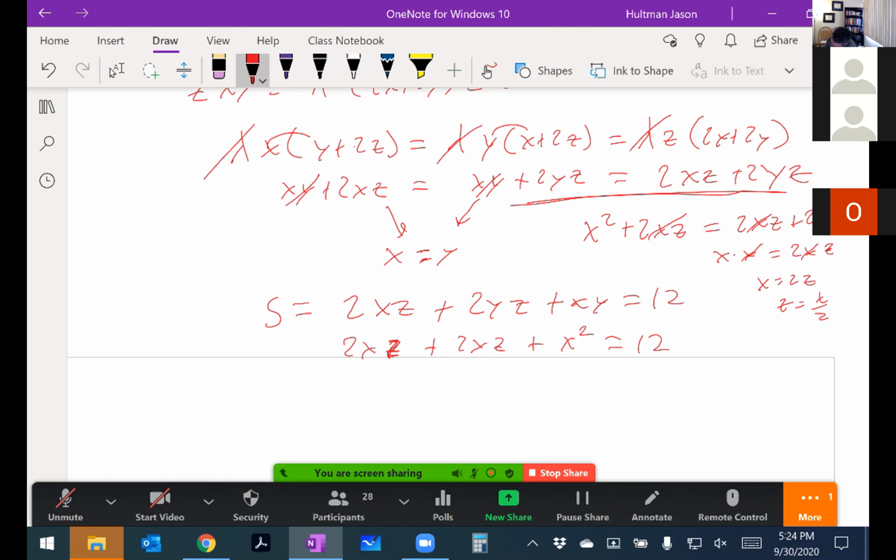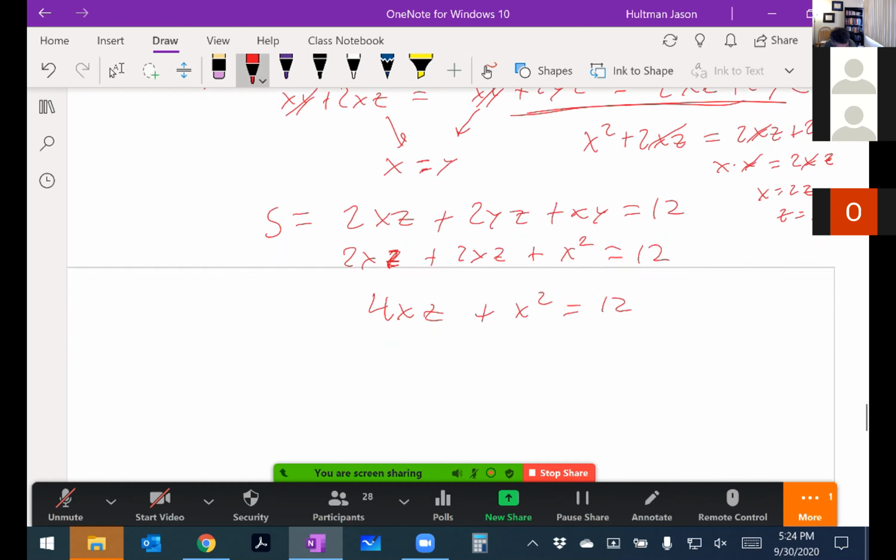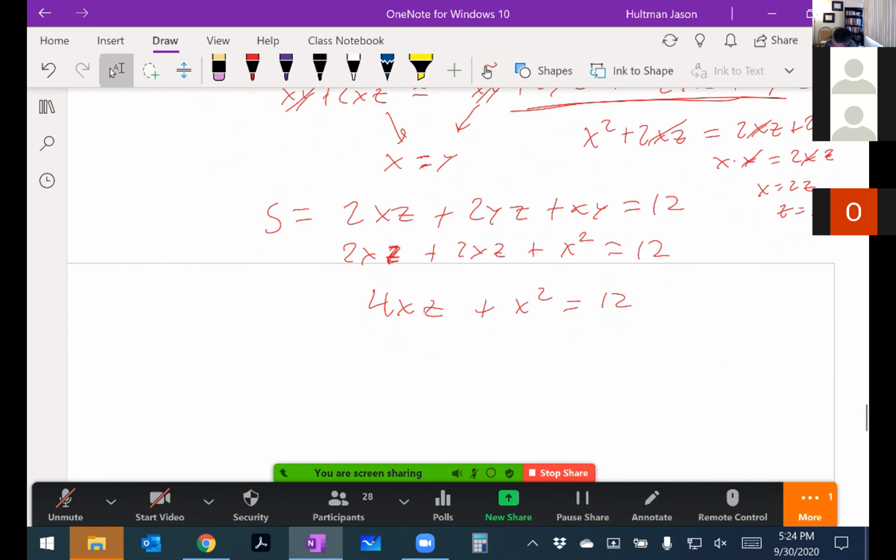Oh, okay. So now I can plug that in for z. Sorry, plug this in for z. I've got 4 of these, right? So this is just 4xz plus x squared equals 12. Okay, and so yeah, let's plug this in. This is 4x times x over 2 plus x squared equals 12.